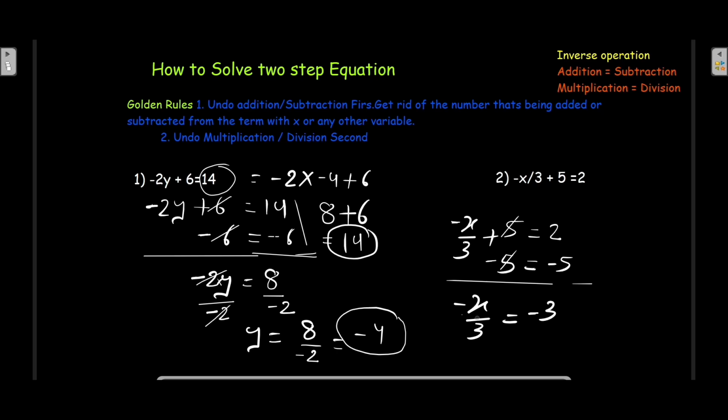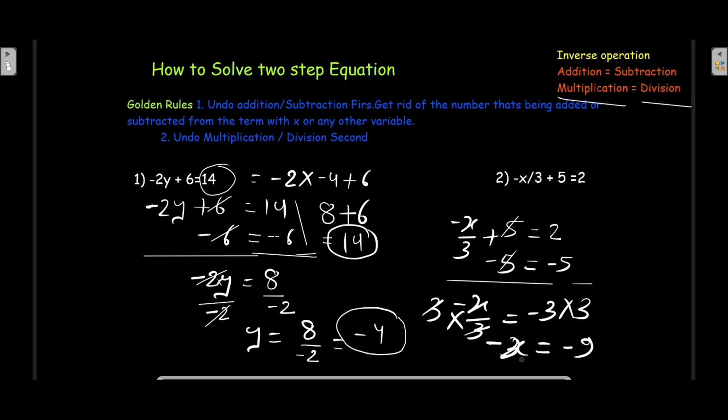So to undo this 3, we have to multiply this equation by 3, because the inverse operation of division is multiplication. So if we multiply this side by 3, we have to do the same to the other side. If we multiply these two terms, the 3 over 3 will cancel out, and -x is equal to 3 times 3, which is -9.